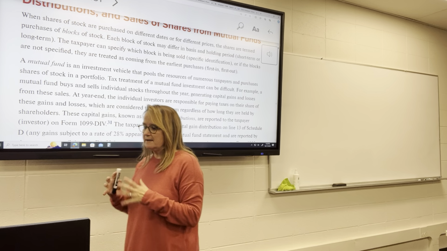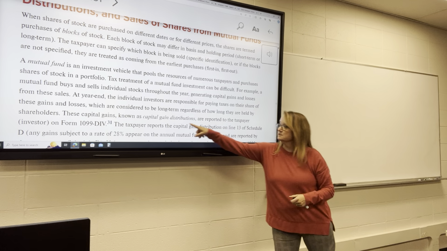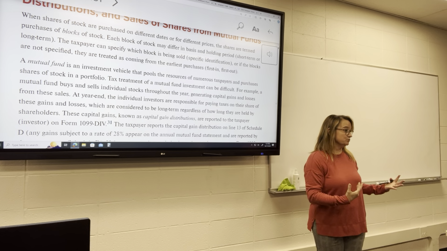When you get your statement at the end of the year from the brokerage, if you have these mutual funds, it just has a line for capital gain distributions. You don't have to calculate it as the investor. The brokerage does all of the calculations. But all of that does have to be reported. And so that's what these are, the capital gain distributions.